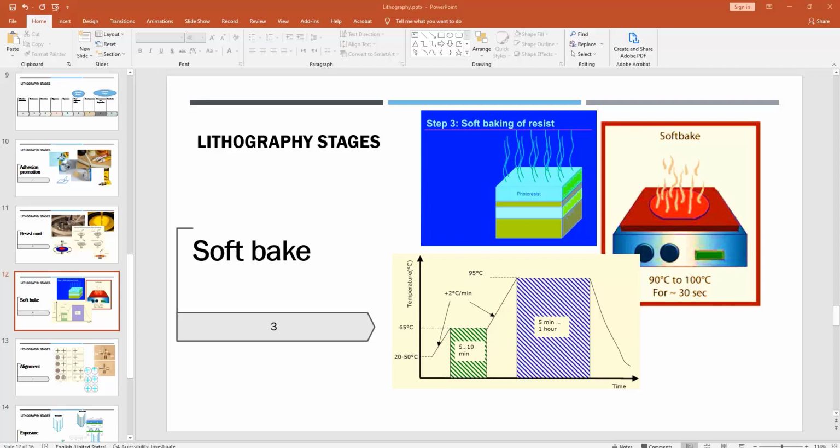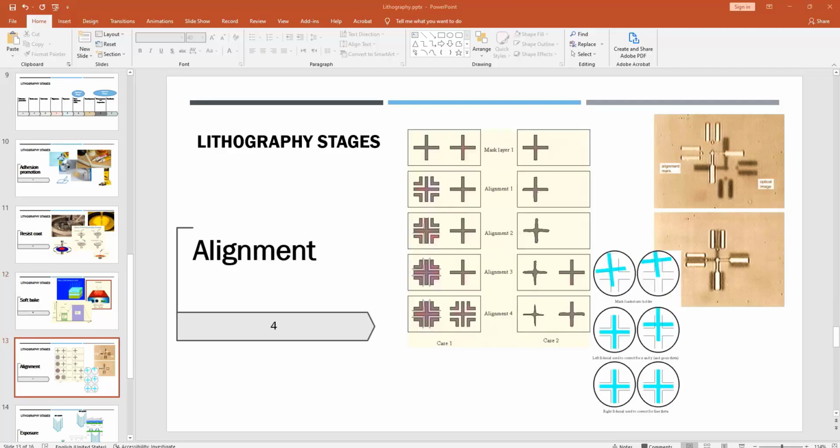The fourth stage is alignment. This stage is dedicated to adjusting masks, and this duty is done with a mask aligner. A mask aligner is an instrument enabling photolithography, and with this tool we are able to adjust masks. Now we have aligned masks in the certain way that we want.